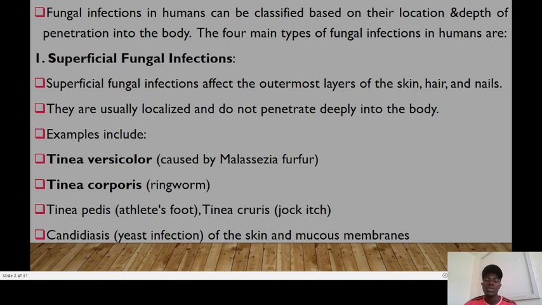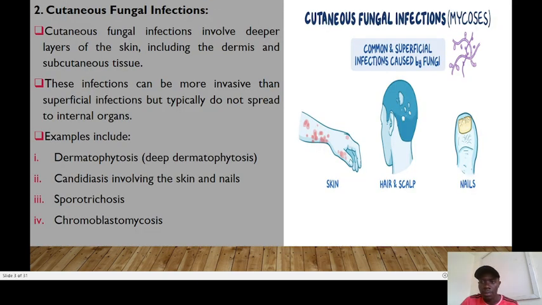Based on these criteria, we have four types. We could have the superficial fungal infections, which normally affect the layers of the skin, the hair, and the nails, and they are usually localized and do not penetrate deep into the body. Examples: we have tinea versicolor, which is caused by Malassezia furfur, and tinea corporis, the ringworms, and tinea pedis, the athlete's foot, tinea cruris, the one that we commonly refer to as jock itch, and candidiasis, the infections of the skin and the mucous membrane.